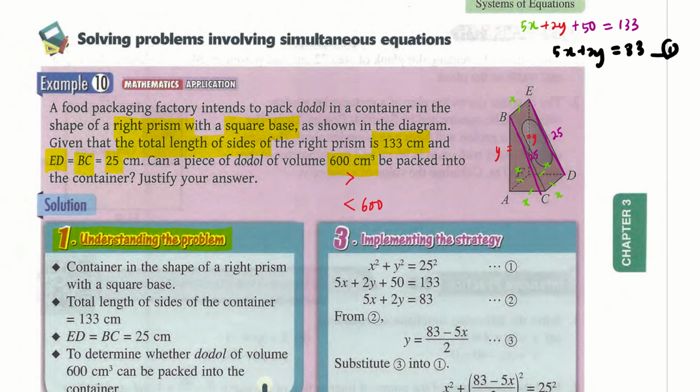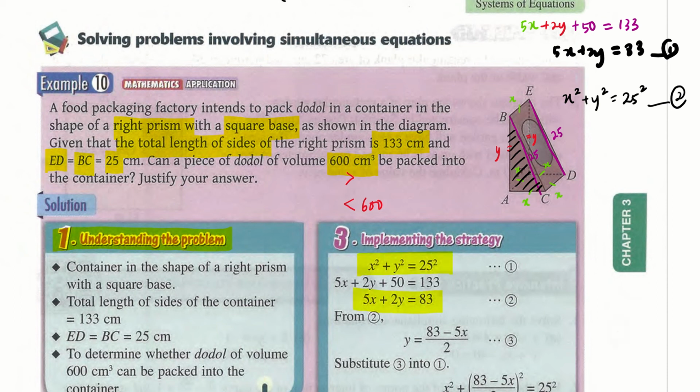Next, it says that the length given, the information of the length given, is this one. By using the Pythagoras theorem, x squared plus y squared is equal to 25 squared. This is our second equation. So that's why we get these two equations.